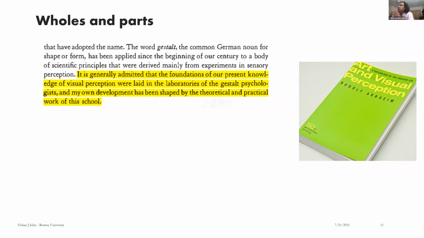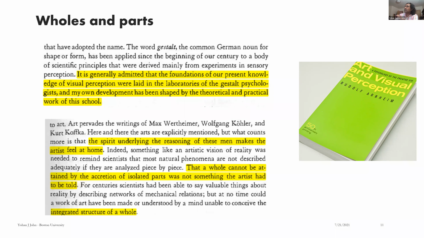So it is generally admitted that the foundations of our present knowledge of visual perception were laid in the laboratories of the Gestalt psychologists. A lot of people might disagree even now, but I think that this is true. And my own development has been shaped by this. And he points out that the spirit underlying the reasoning of these men, Wertheimer, Köhler, Koffka, the pioneers of Gestalt psychology, is very much at home with these artists.